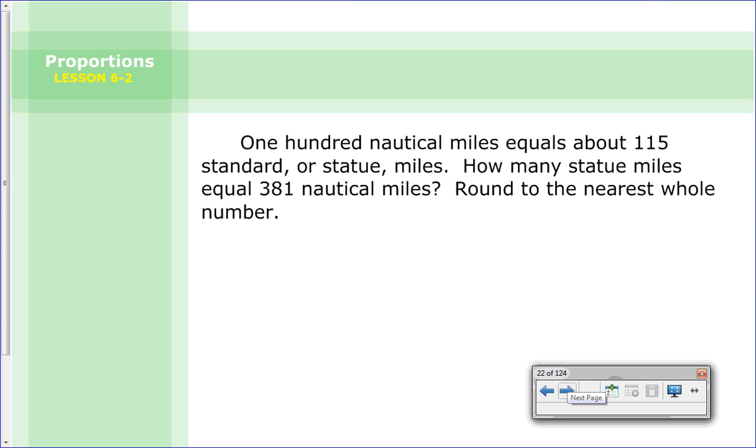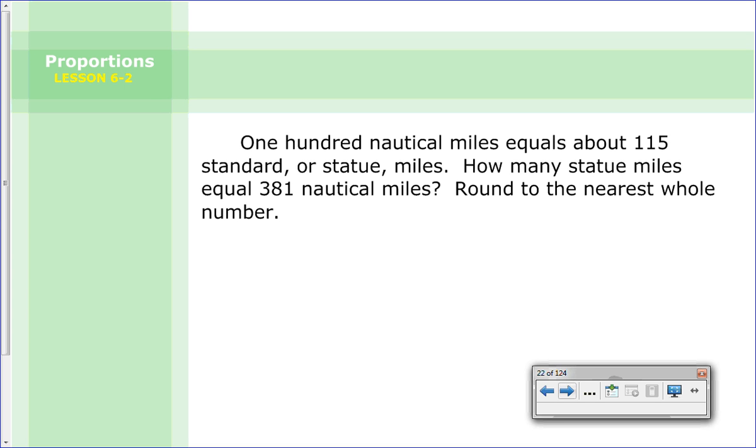Okay, your turn. 100 nautical miles equals about 115 standard or statute miles. About how many statute miles equal 381 nautical miles? And it says here, round to the nearest whole number. I want you to solve it. So go ahead and pause me now.